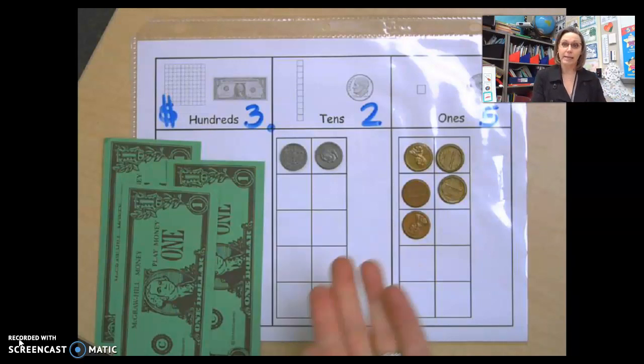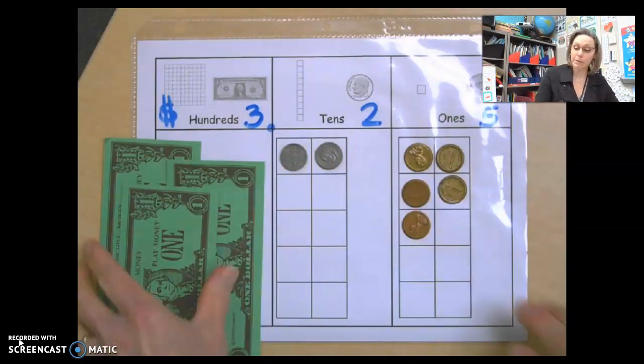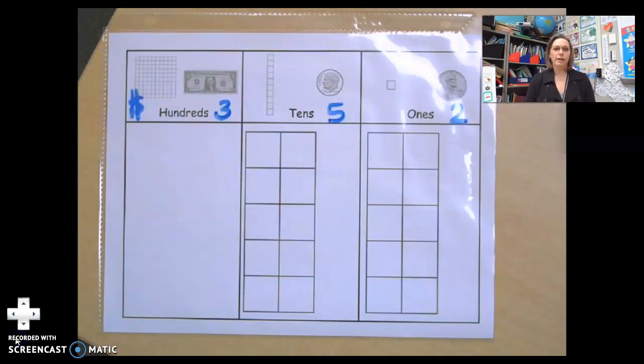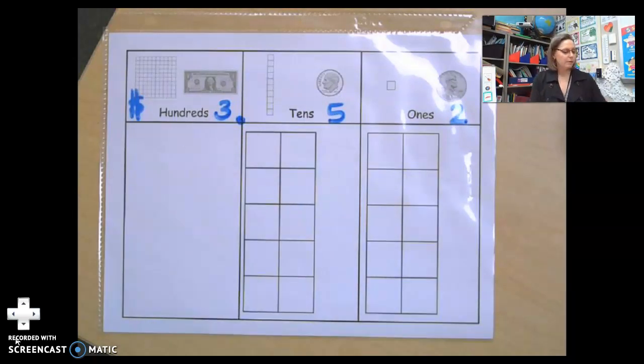All right, so this time what I'm going to do is show you a price up here, and we're going to see how we can build it. Or I'm going to show you dollars and cents, and then we're going to build it. All right, so let's see what we've got here. Oh, I forgot my decimal. We have $3.52.